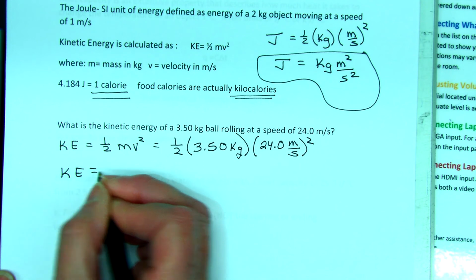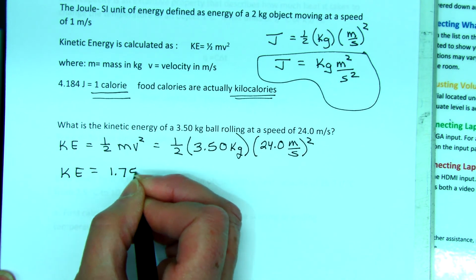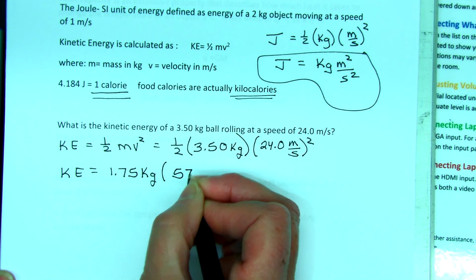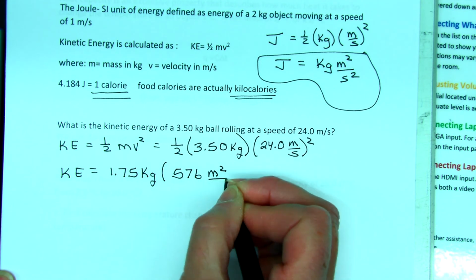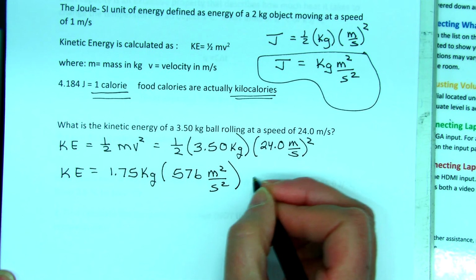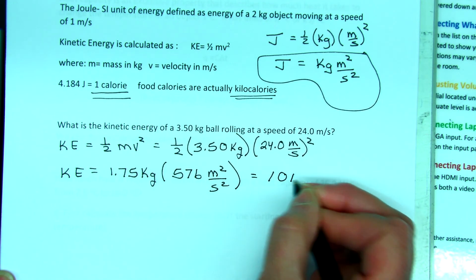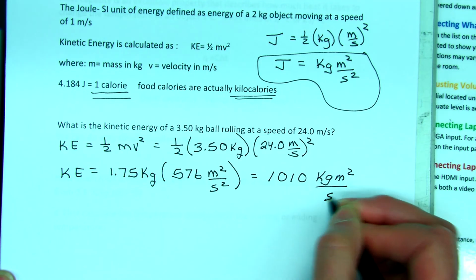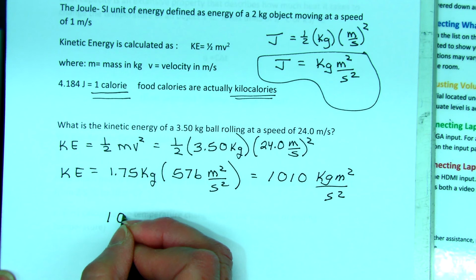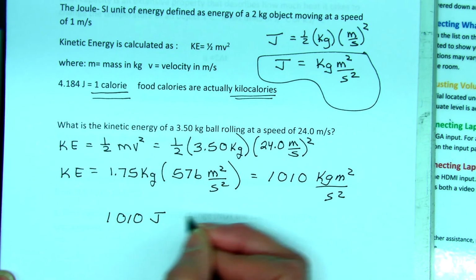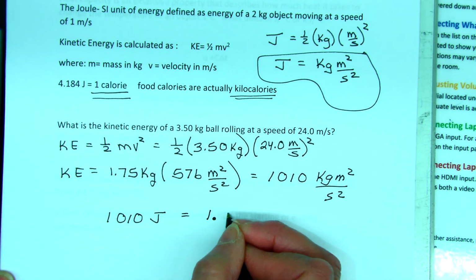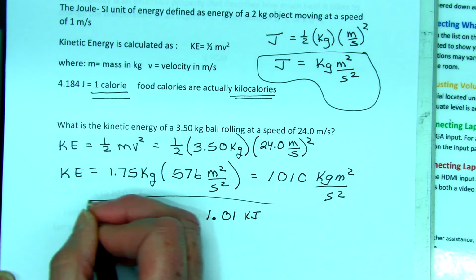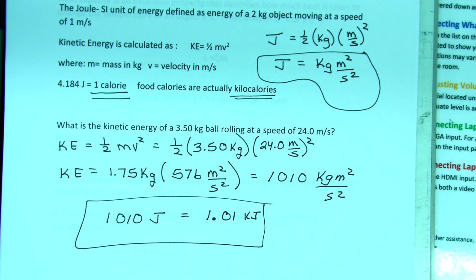So multiplying across, I get 1.75 kilograms times 576 meters squared per second squared, and that's equal to 1,010 kilogram meters squared per second squared, or 1,010 joules, and that would be equal to 1.01 kilojoules because that last zero is not significant.